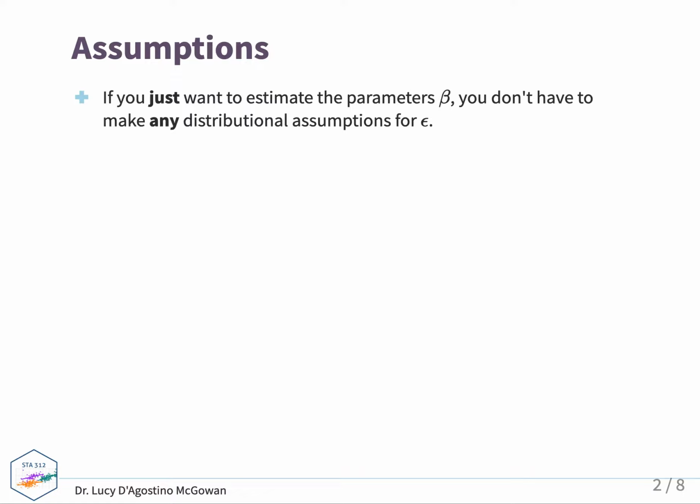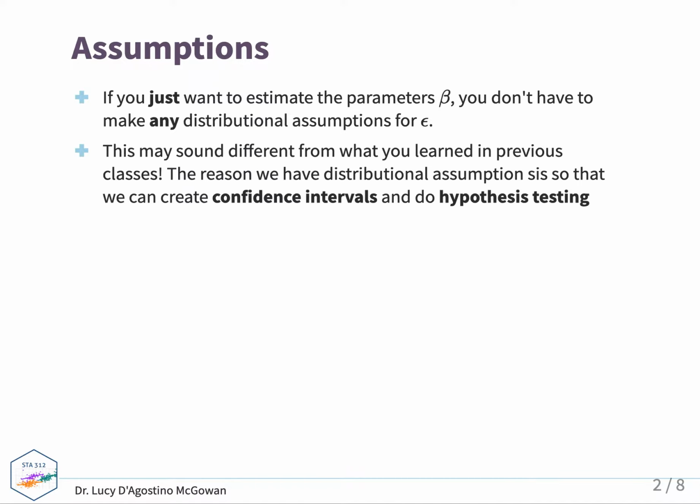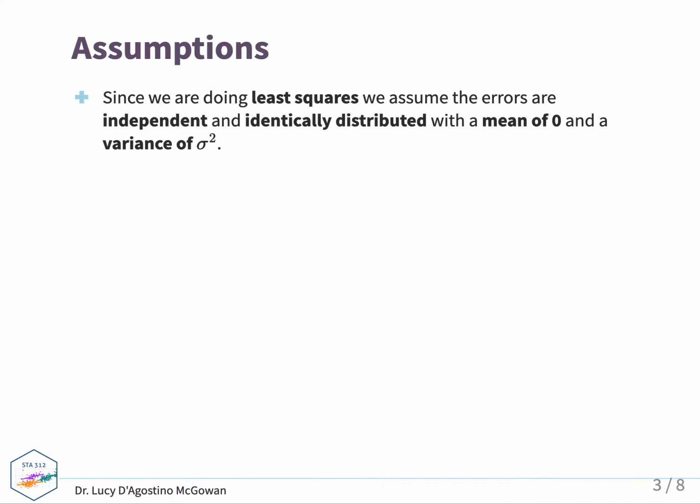So if all you want to do is estimate the parameters beta, you actually don't have to make any distributional assumptions for epsilon. And this might be a little bit counter to what you've learned previously, but the reason that we have distributional assumptions is so that we can create confidence intervals and do hypothesis testing. So if you want to create confidence intervals or do hypothesis testing, those distributional assumptions are really important.